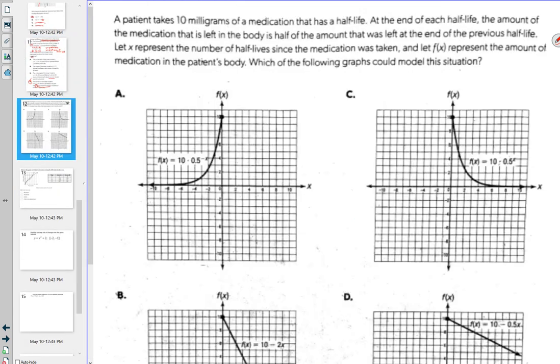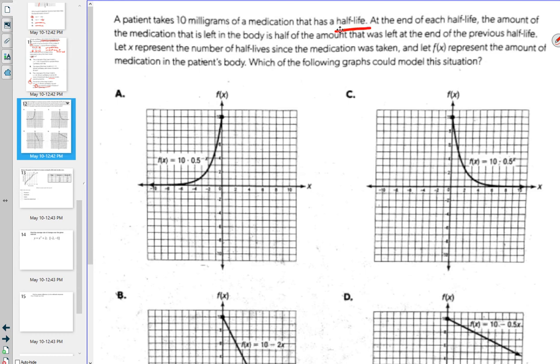A patient takes 10 milligrams of medication that has a half-life. At the end of each half-life, the amount of medication that is left in the body is half of the amount that was left at the end of the previous half-life. Let X represent the number of half-lives since the medication was taken. So X is the number of half-lives. Let F of X represent the amount of... Okay, so this one you don't have to get too, especially because it's multiple choice.